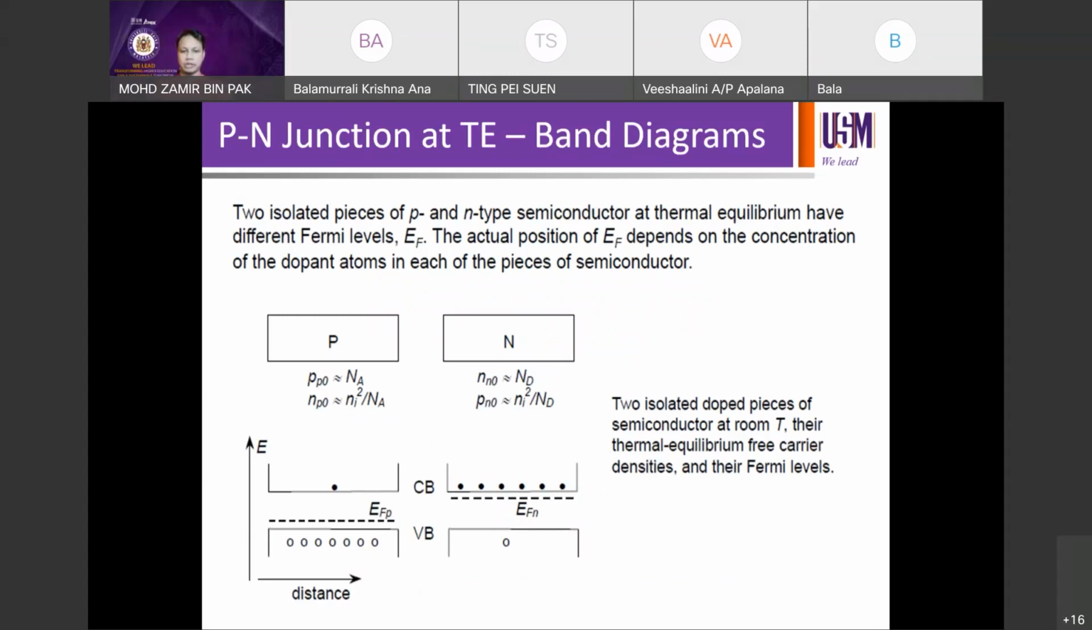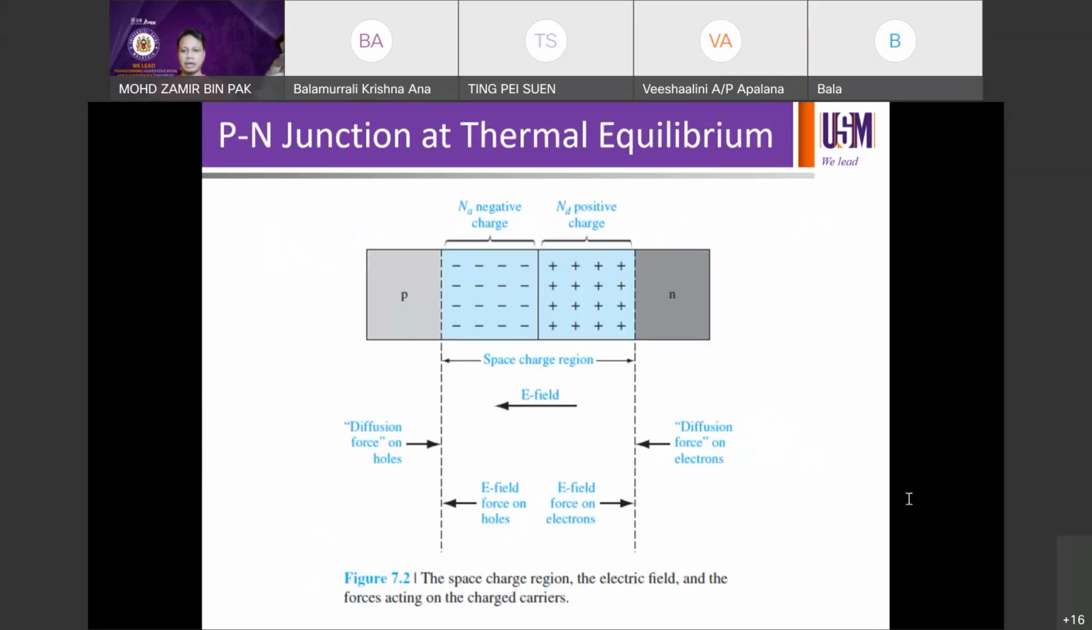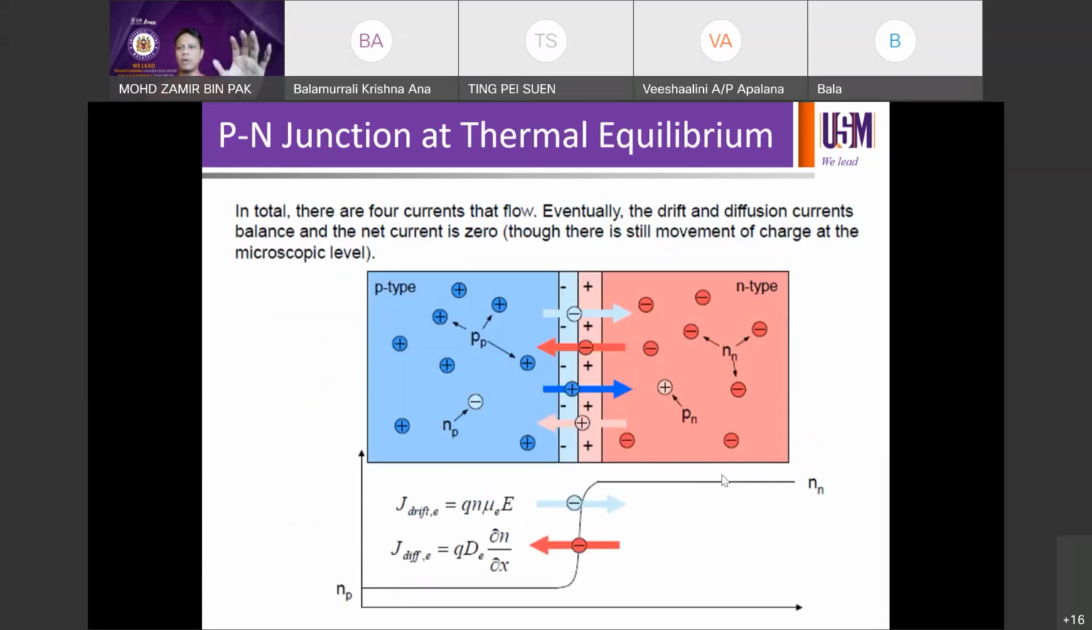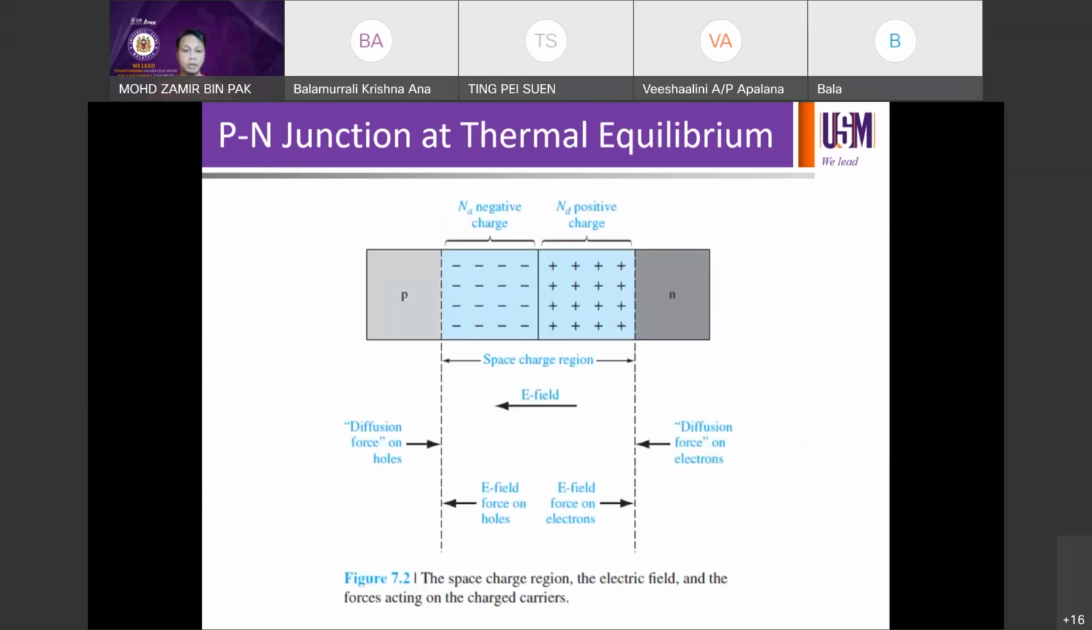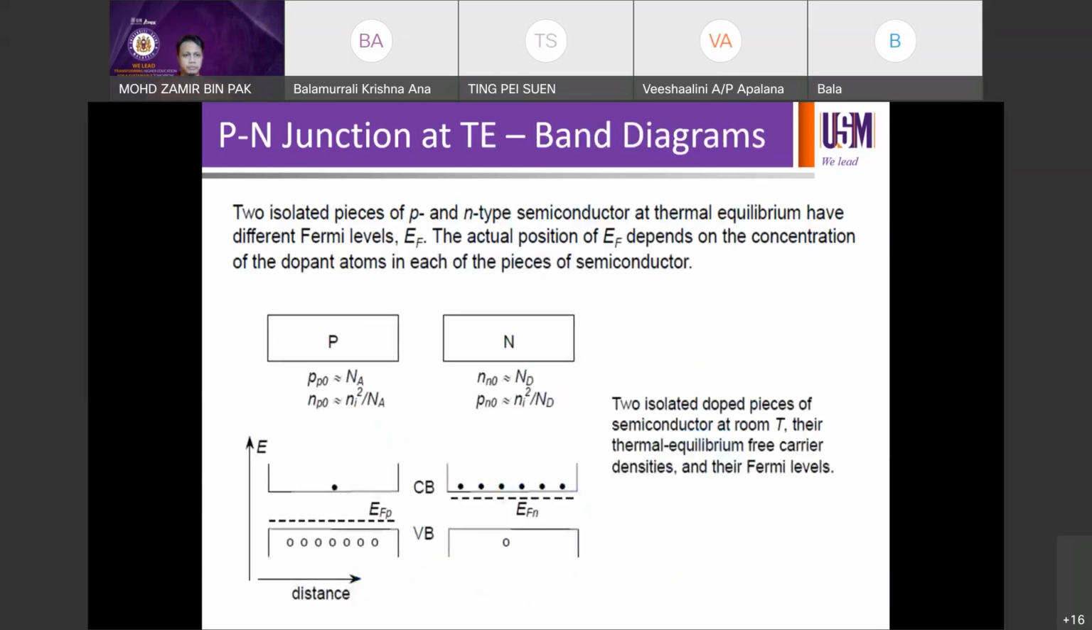Before, we looked just at the carrier level, right? Carrier movement and all that. Now, what happens to the Fermi level and the rest of the band diagram properties? So two isolated pieces of P and N at thermal equilibrium are at different Fermi levels.